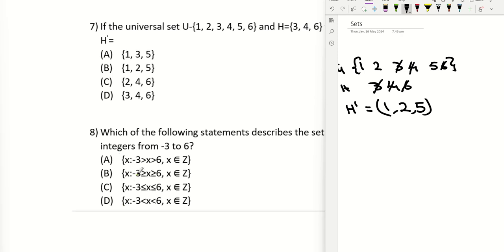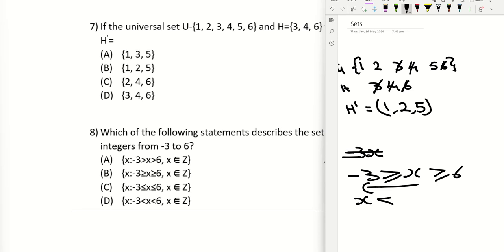So when you read this, let's look at this. If you read this statement here, this is telling me that X is, you're reading backwards here, X is less than or equal to -3, and X is more than or equal to 6. This here does not make sense. So this statement here is incorrect. So A, B, and D is out. So my answer would be C.